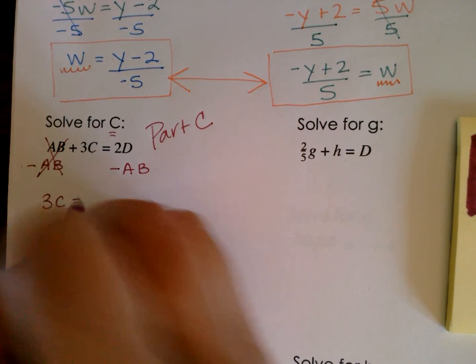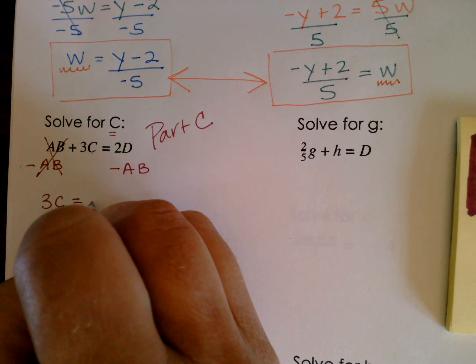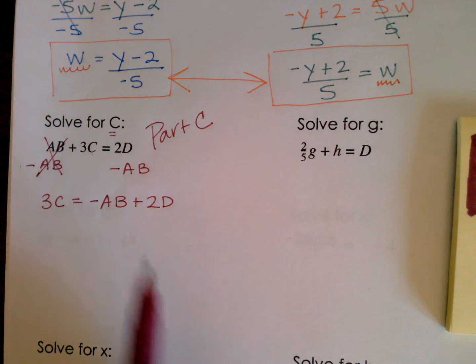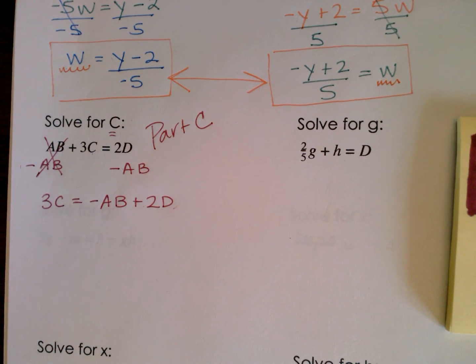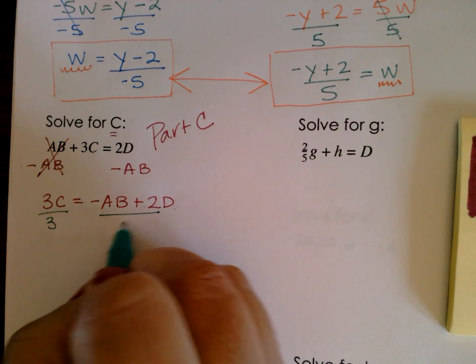I have 3C. These are A's and B's. That's a D. They do not go together. Does it really matter if I put the D term first and then the A and B? No, it doesn't. I am really stuck on alphabetical order. It will help us later this year.